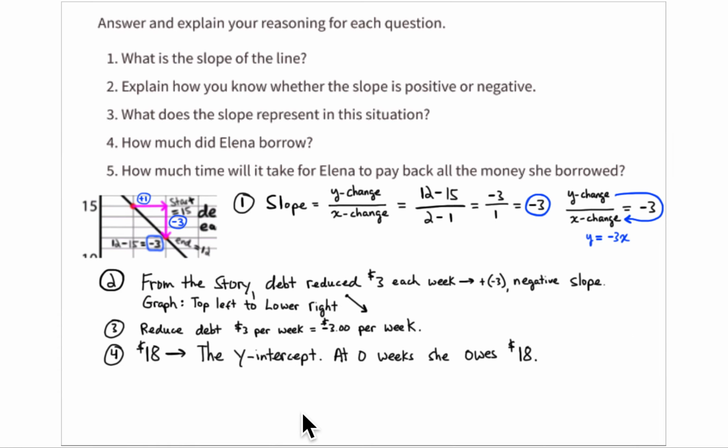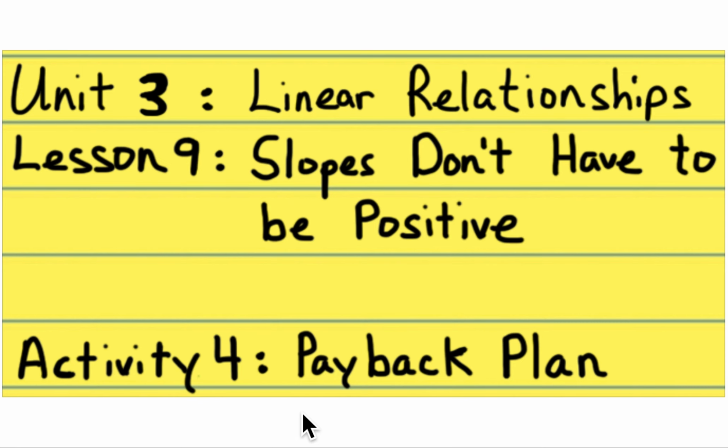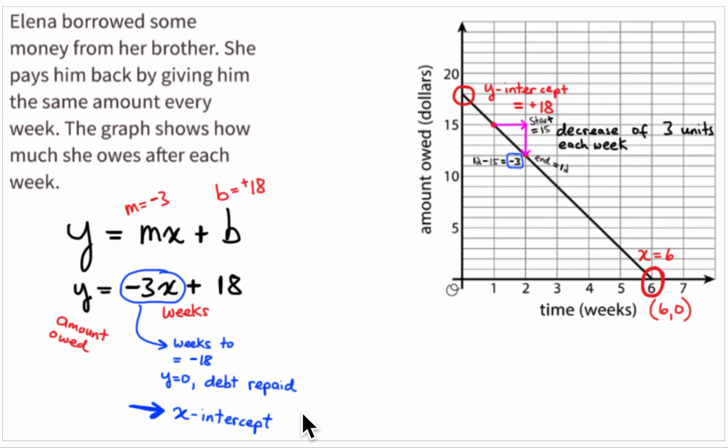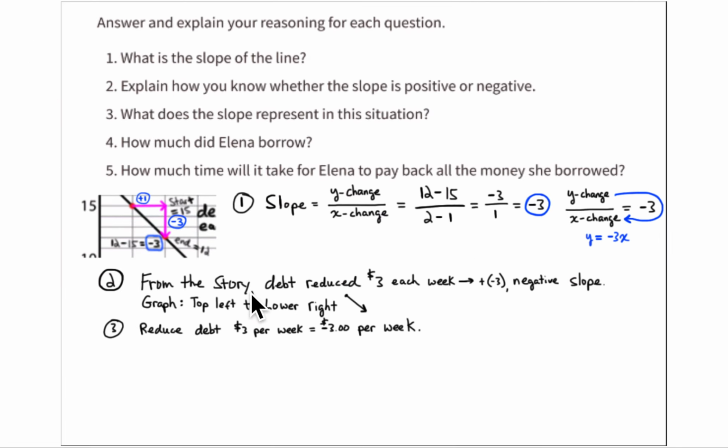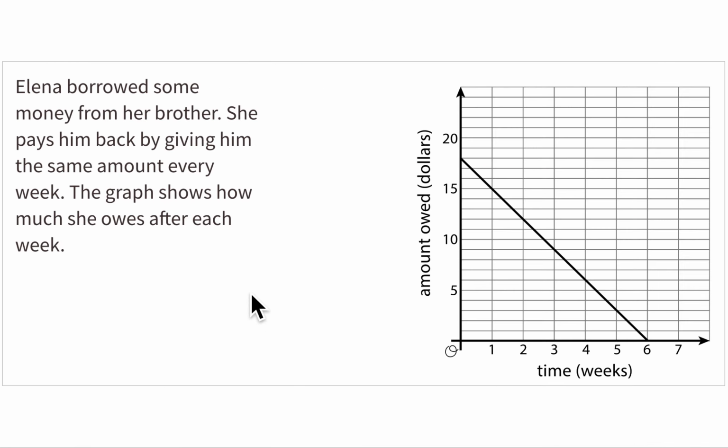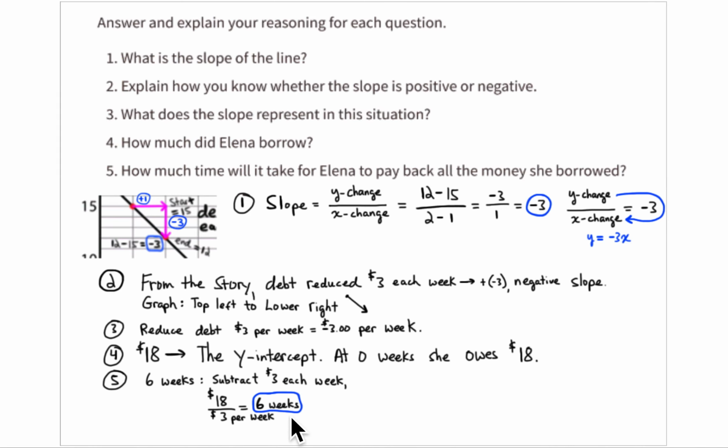So in 6 weeks, she will pay back that $18. And we can use the equation back here to figure that out as well. So if you make this equal to negative 18, what makes this equal to negative 18? You multiply it by 6. So that's 6 weeks times a negative $3 each week makes this negative 18. Add that to positive 18, and you get an answer of 0. So she's paid everything back after 6 weeks.